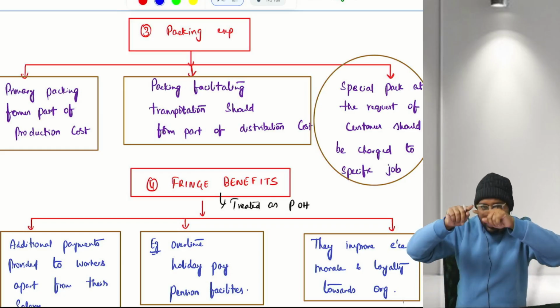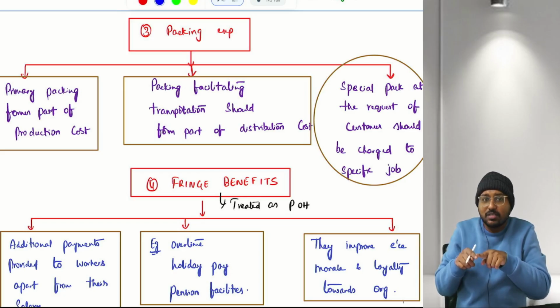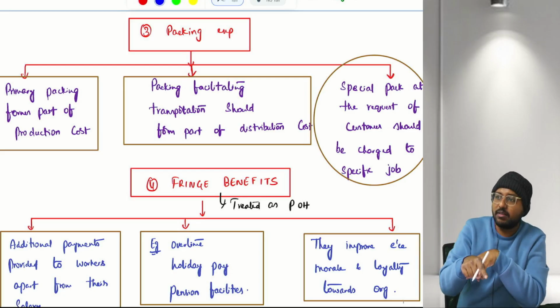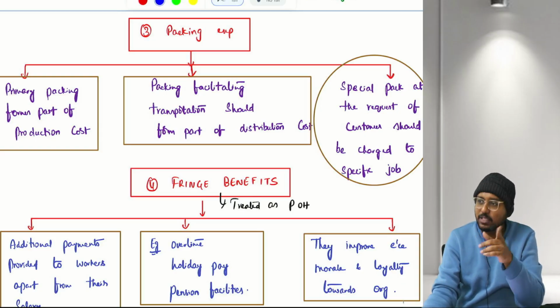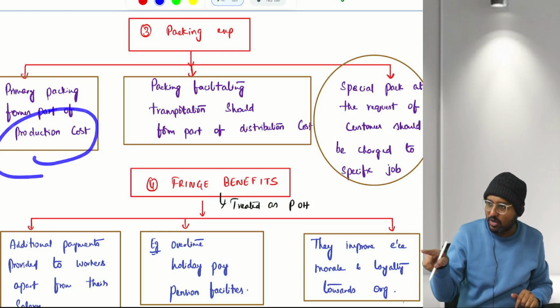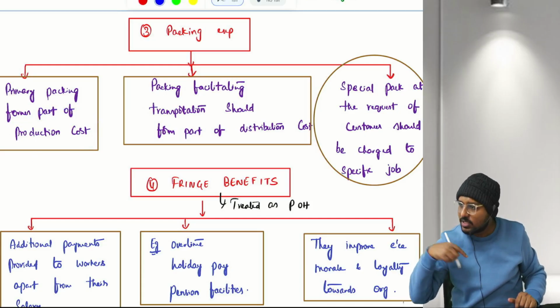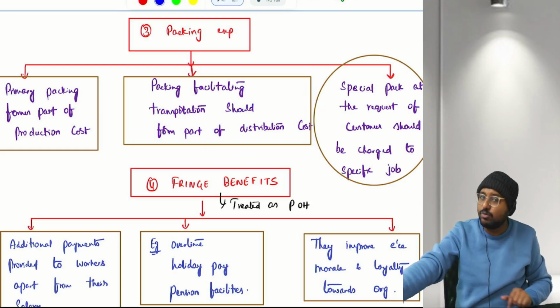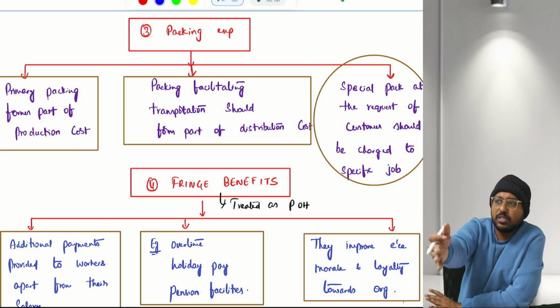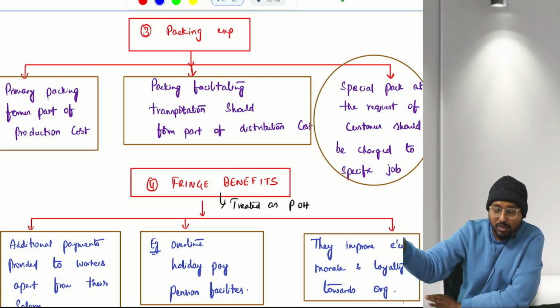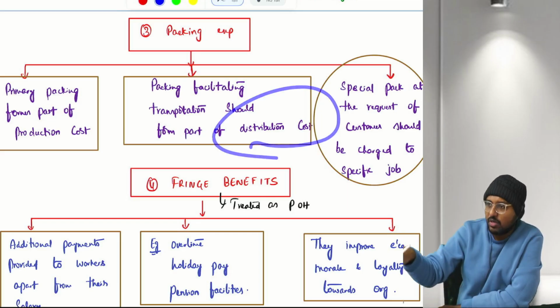The milk packet, whatever the packing that you're getting, is survival for the product itself. Without that packing, you can't sell the product, you can't consume the product. So therefore, it is primary packing. Then it becomes part of production cost. In my example, the motorcycle packing becomes part of distribution cost. The cardboard boxes, the wooden boxes, which I've told you, become part of distribution cost. Got it?